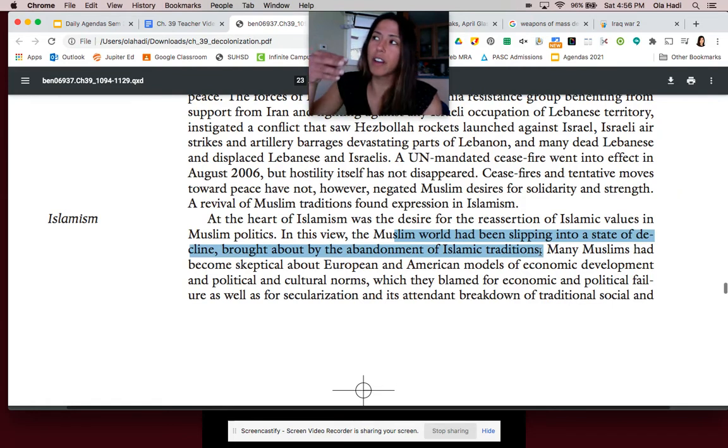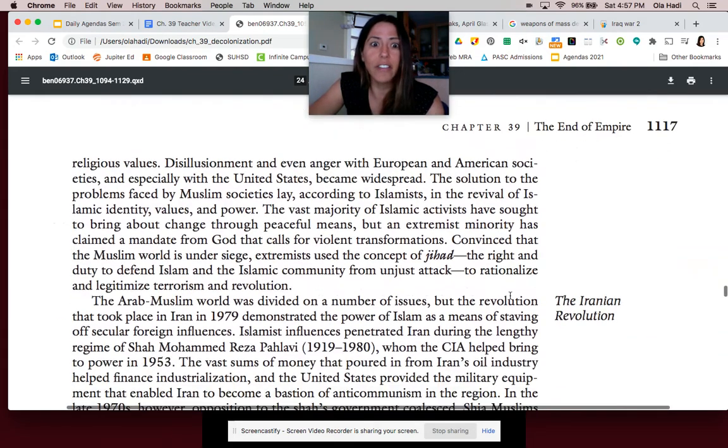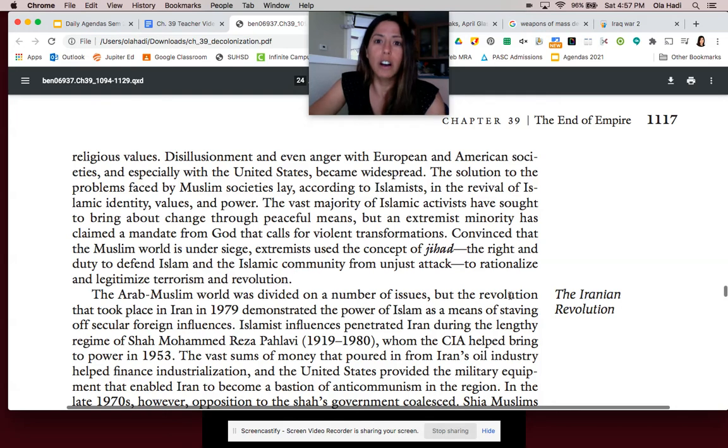So Islamists are people that were attracted to the idea of using Islamic values and ideas to create a state. They have a notion that there's been some decadence within the Islamic world, that Western ideas and Western cultural norms and economic policies and secularization have led to a deterioration of the Arab world, the Islamic world. And there's also a disillusionment, anger, and there's reasons for that.